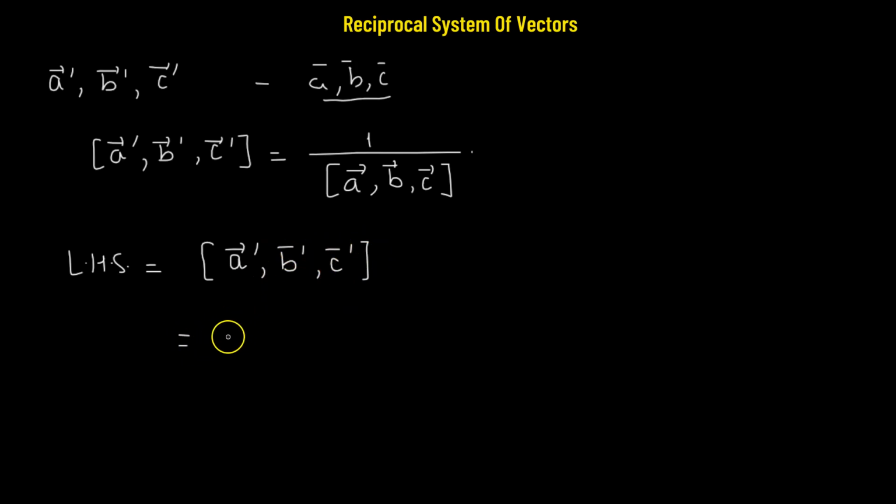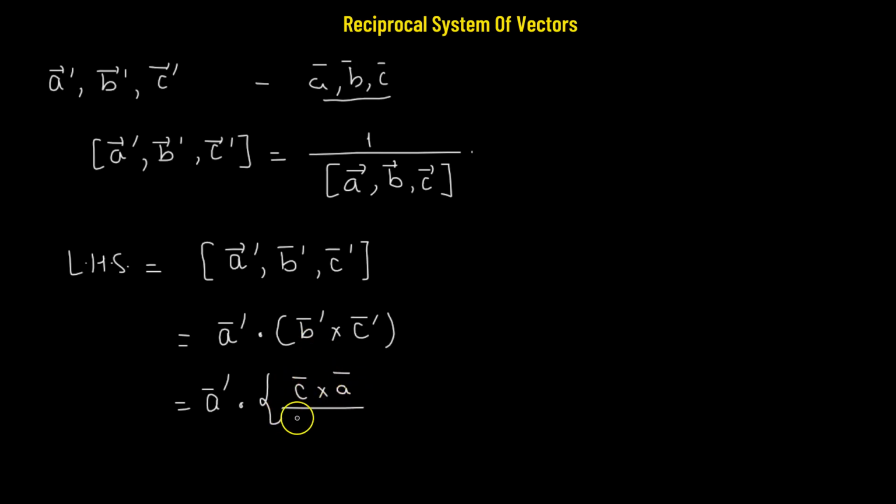When we use the definition to expand it, we have vector A dotted with vector B cross vector C. Then we'll have to use the definition of vector B prime and vector C prime. We'll use A prime a little bit later. So we have A prime dotted with, so the definition of B prime will be C cross A divided by the scalar triple product between the vectors A, B, C.